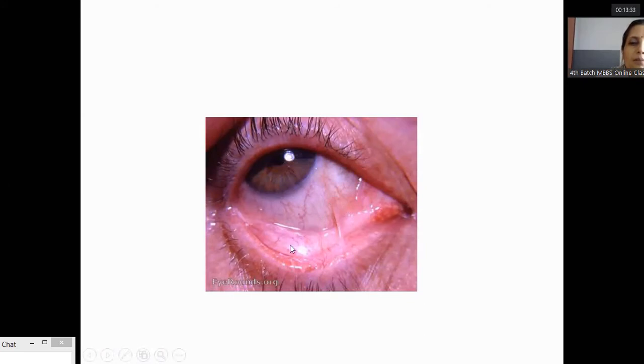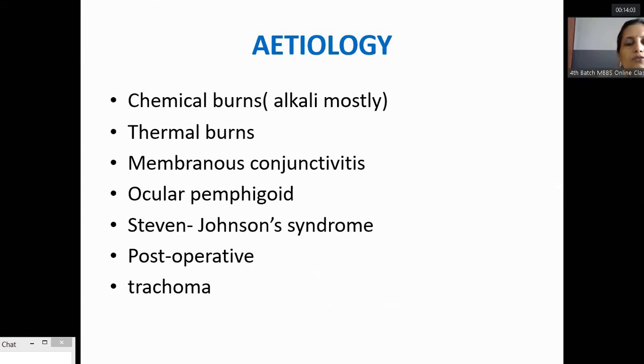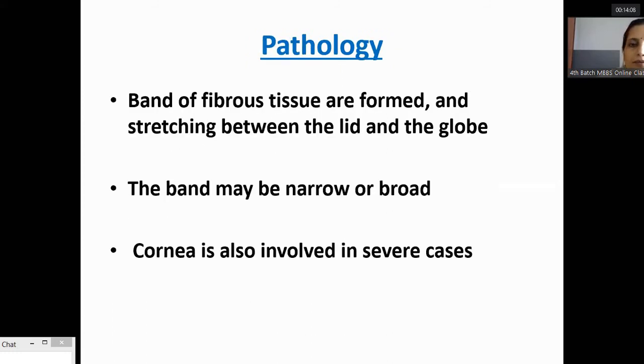of this bulbar conjunctiva with the palpebral conjunctiva. The common causes are chemical burn, thermal burn, membranous conjunctivitis, ocular pemphigoid, Stevens-Johnson syndrome, post-operative cases, and trachoma. Over here, this is a more severe form where you can see it is attached and coming to the cornea also. So these are the etiologies of symblepharon.